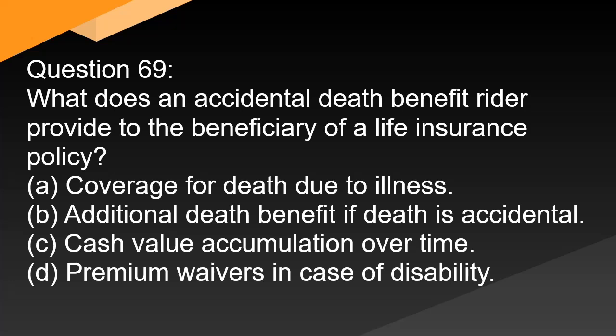Question 69. What does an accidental death benefit rider provide to the beneficiary of a life insurance policy? A. Coverage for death due to illness. B. Additional death benefit if death is accidental. C. Cash value accumulation over time. D. Premium waivers in case of disability.